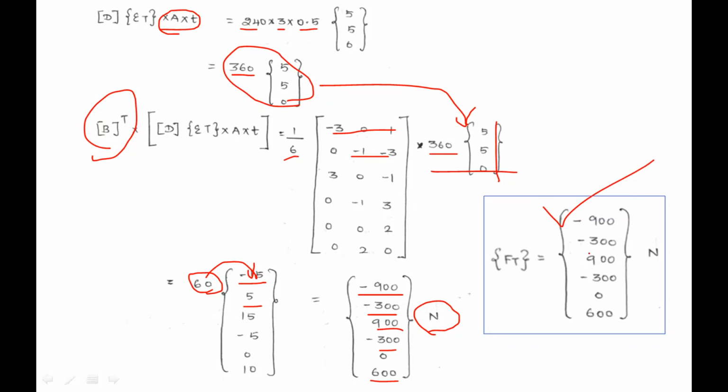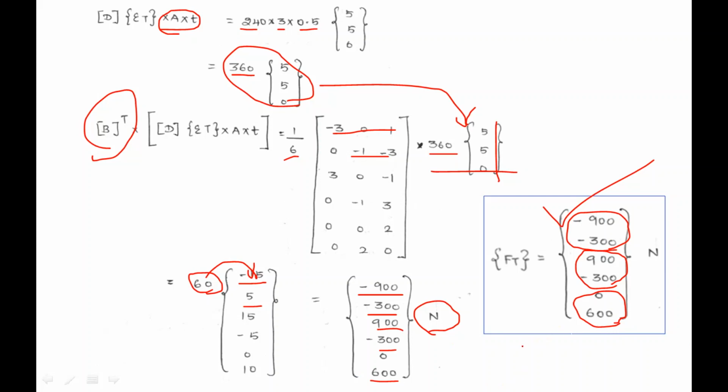So 10 degree temperature change will give you load at each node, right? This is for node 1, this is for node 2, this is for node 3. So 10 degree of temperature change causes this much amount of force at each node. This is the first part of the problem.